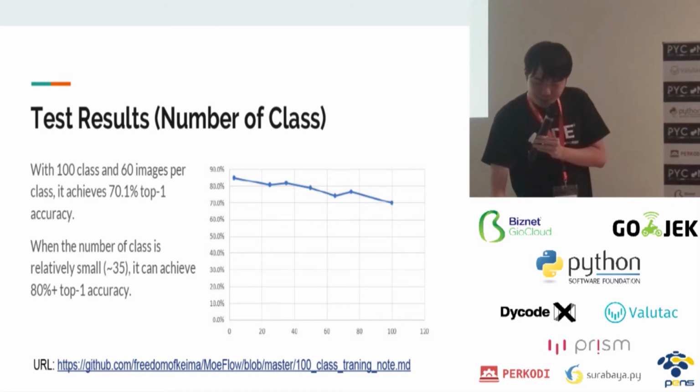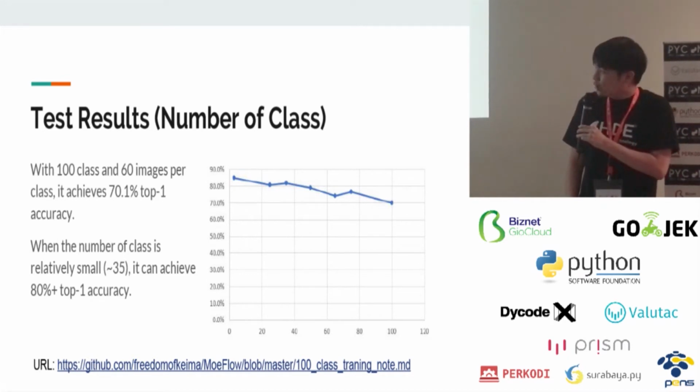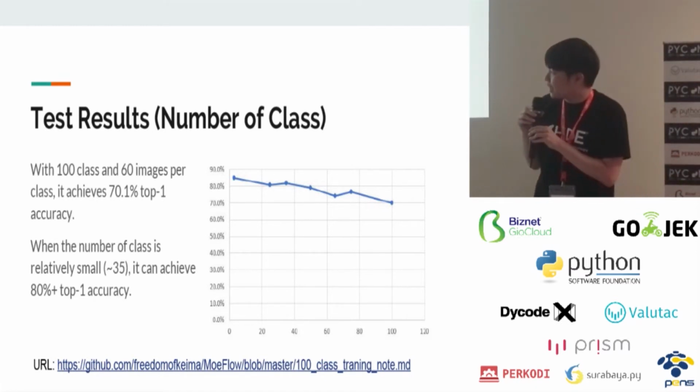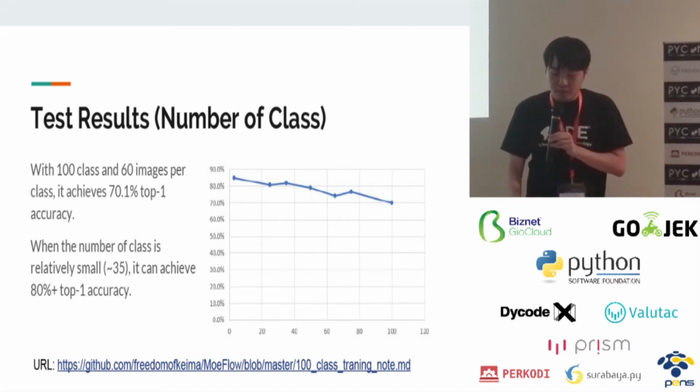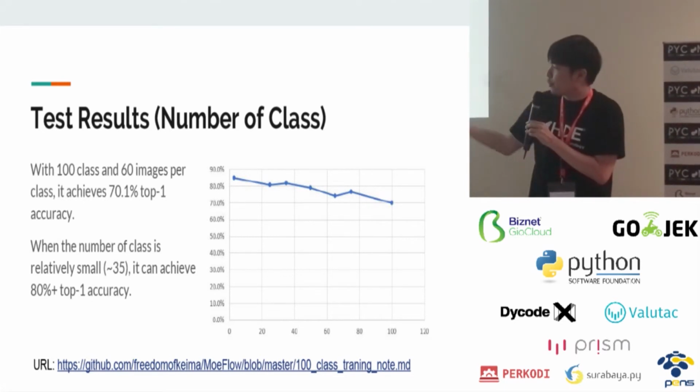After that, I tried to play with the number of classes. I'm curious to see what the correlation is between the number of classes and the accuracy. So with 100 classes and 60 images, it gives me about 70% top 1 accuracy. But when the number of classes you want to detect is small, less than 35, it can give more than 80% top 1 accuracy.